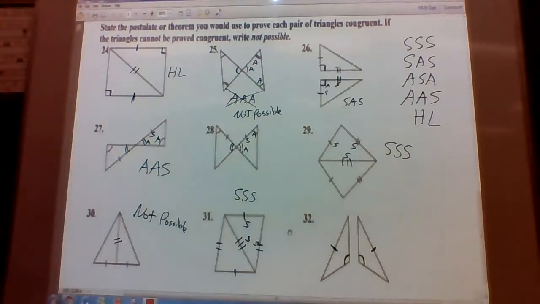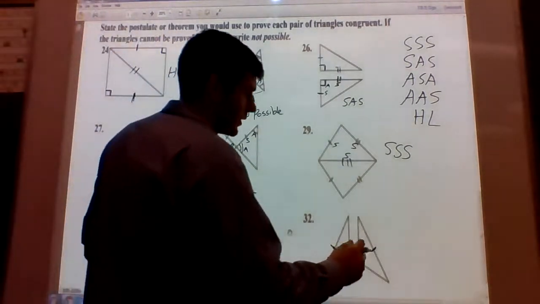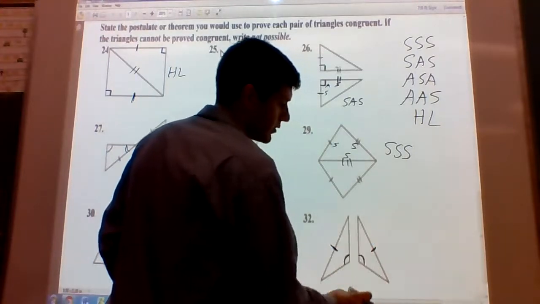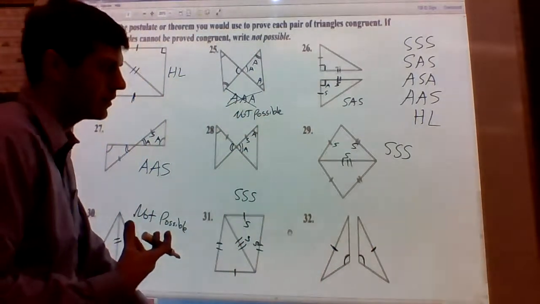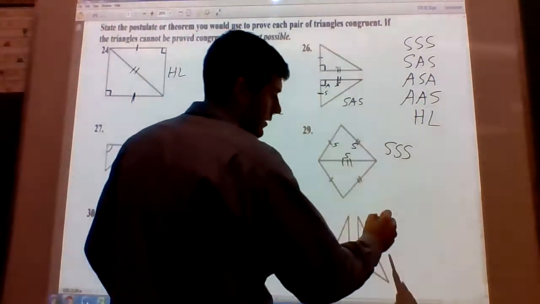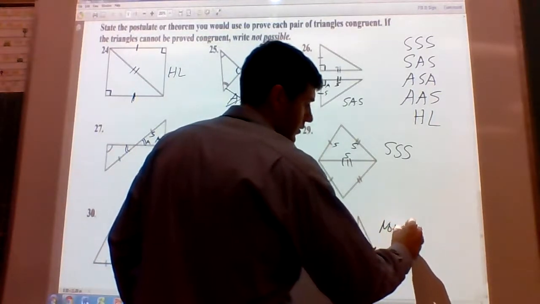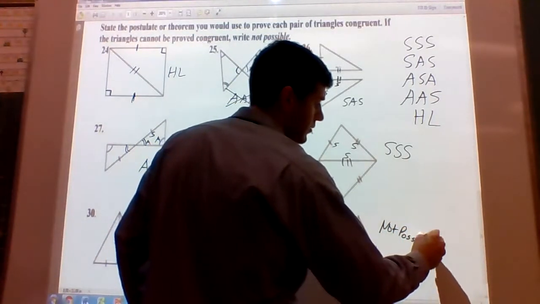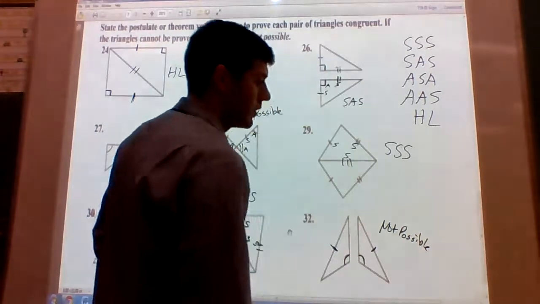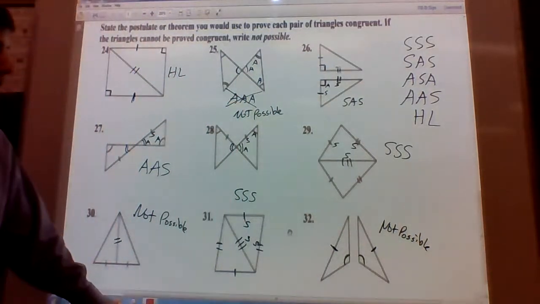If we want to use one of our postulates, we need a third piece to be congruent, and we don't have any. So again, we can't say these are reflexive because they're not together, so we don't know for sure that they're the same length. So we have to say not possible. They very well may be congruent, but we just simply don't have enough information to find that out.